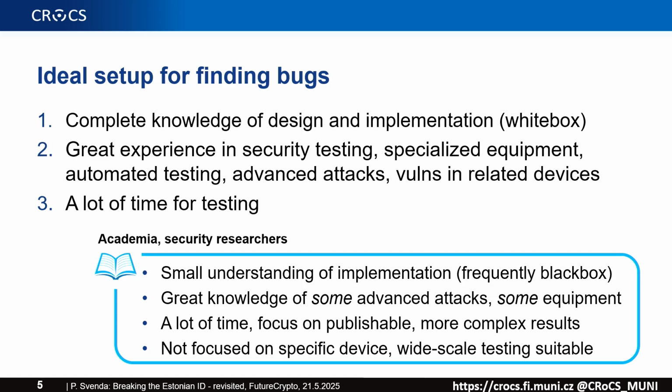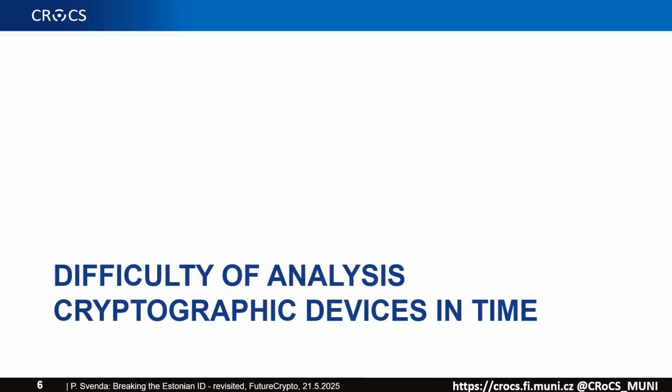But we also have bias. We tend to look at the more complex results because in the end we need to publish. So just a buffer overflow will not do it. We tend to go for fancier attacks. Another thing is that an evaluation laboratory is contracted to analyze one specific chip, whereas we don't care that much about that. It's actually harmful for our method to do so. We are more focused on wide-scale testing, like taking a lot of cards. So how has the difficulty of analysis of these cryptographic devices evolved over time?